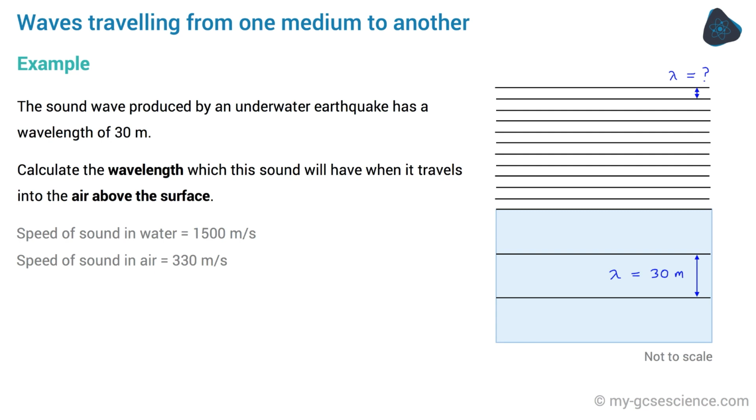The key thing to remember here is that the frequency of the sound wave produced by the earthquake doesn't change when it moves from water into air. We're told that the wavelength of the wave in water is 30 meters and that the speed in water is 1500 meters per second. Rearranging v equals f lambda, we have f equals v divided by lambda, then subbing in, that becomes 1500 divided by 30 to give a frequency of 50 Hz.